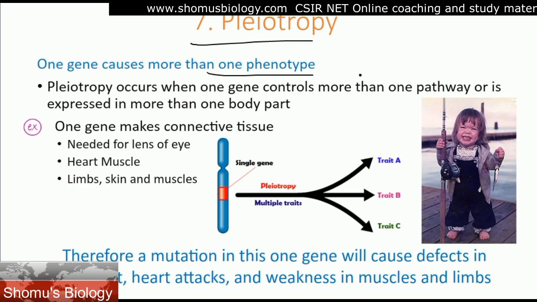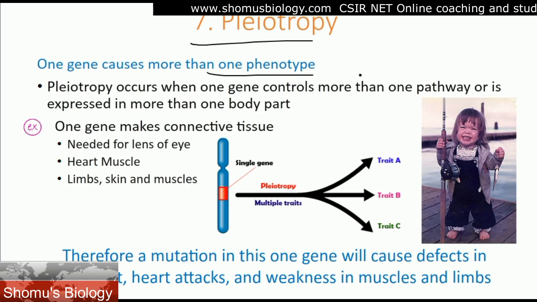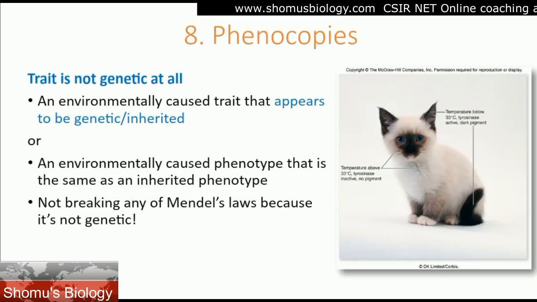So now if that gene has some sort of defect, not only will there be a problem with the eye lens or visualizing things, but there will be a problem with the heartbeat, there will be a problem with the skeletal muscle function. Okay, that is known as pleiotropy, where one gene is involved with multiple traits in our body.